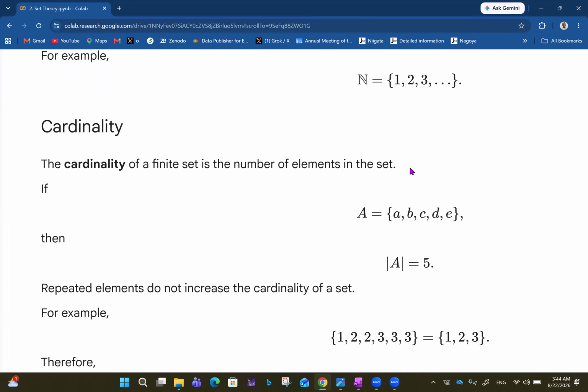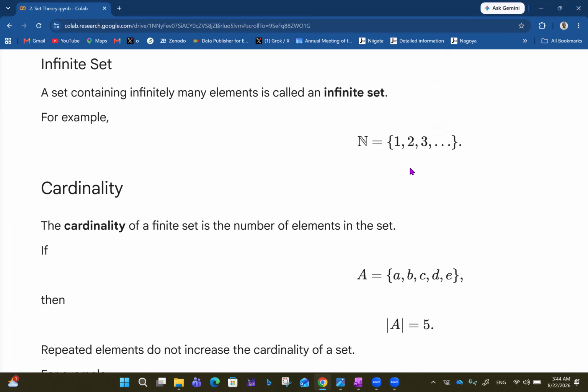Talking about cardinality, we've already come across the idea of cardinality right here. The cardinality of a finite set is the number of elements in that set. So if A is a, b, c, d, e, the cardinality of A is 5 because it contains 5 elements. And the beautiful thing about sets is that repeated elements do not increase the cardinality of a set. So if you have 10 a's and 50 b's and 3 c's and 25 d's and 88 e's, it is still 5 elements because no repetition.